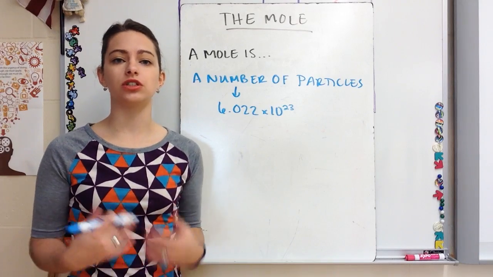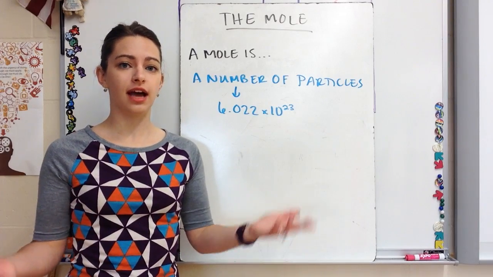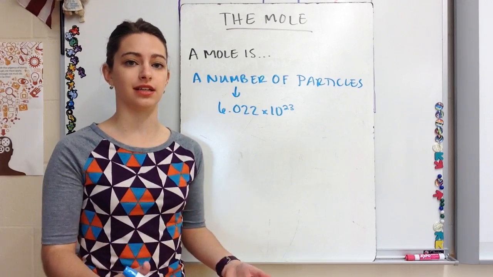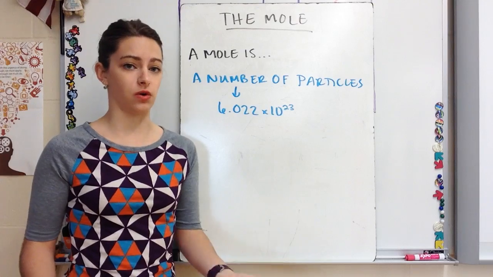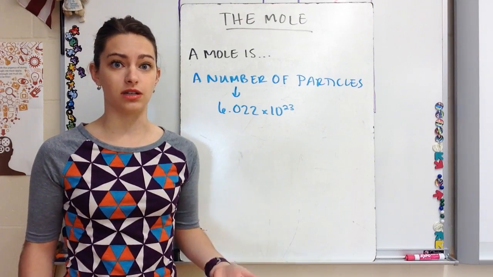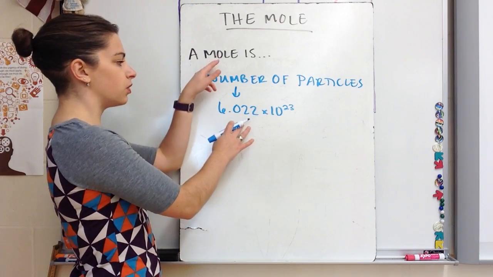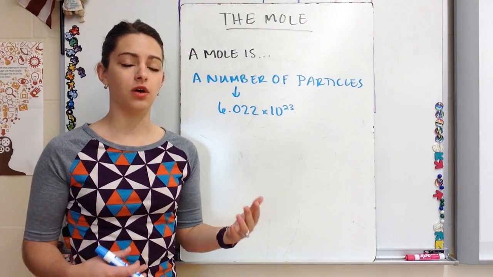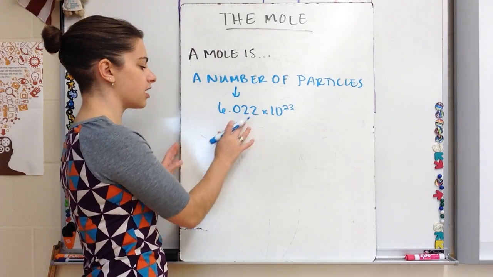And we can use this word just like we use the word dozen. If I tell you that I brought in a dozen donuts, how many donuts do I have? Well, I have 12, because we know that the word dozen means 12. The same thing goes with a mole. When I say I have a mole of donuts, that means I have 6.022 times 10 to the 23rd donuts, which is a lot of donuts. So these two things are used interchangeably, just like a dozen is used interchangeably with the number 12. So it refers to a set number of particles.